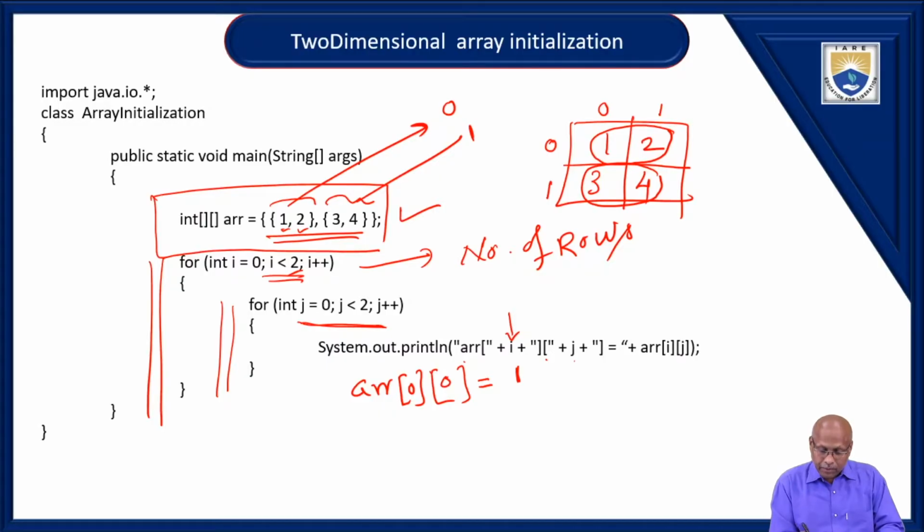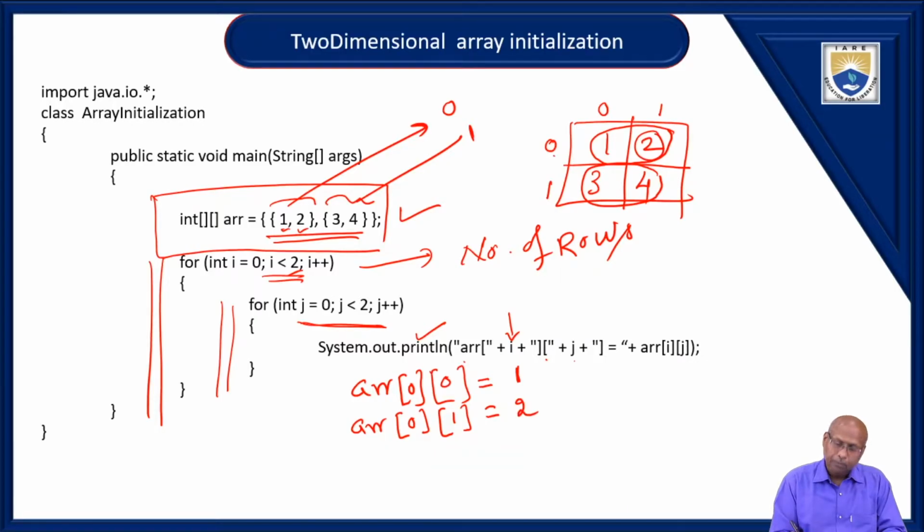After printing this, because this is a println statement, automatically the cursor comes to the next line. ARR of, because I is 0 only, 0th row, but J is incrementing, 1th column equal to 0th row 1th column. That means 2. So 2 will be printed.